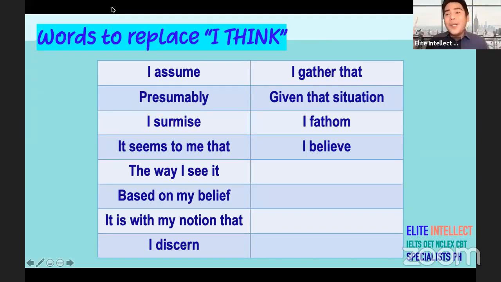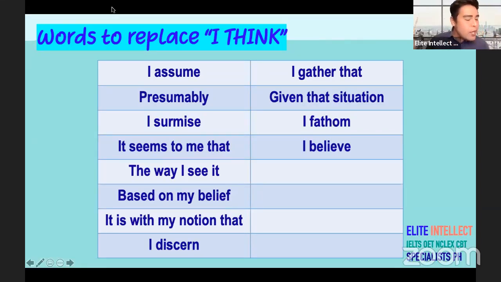So, what are the words that you may use to replace the word I think? If you want to take a screenshot of this one, take a screenshot, okay? So, first, instead of saying I think, you can say I assume, okay? Presumably, I surmise, it seems to me that, the way I see it, based on my belief, okay, it is with my notion, I discern, I gather that, given that situation, I fathom, or even I believe, right?